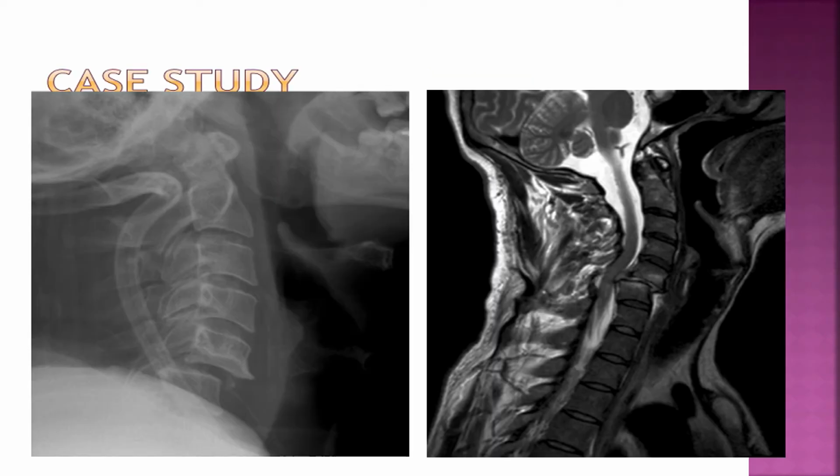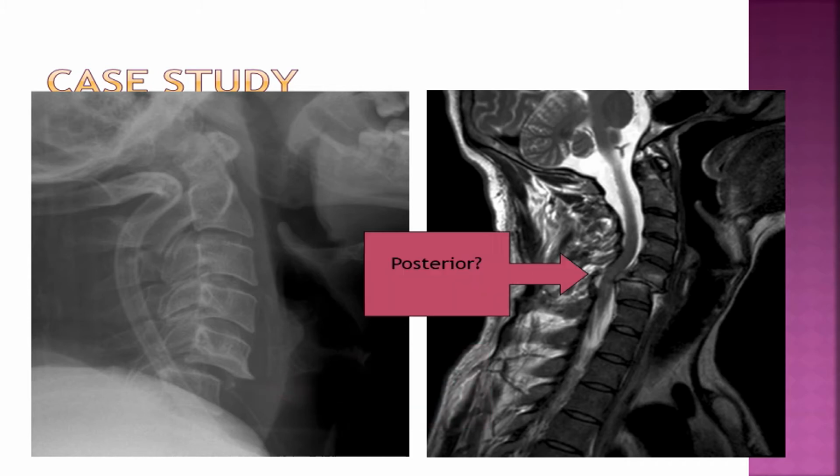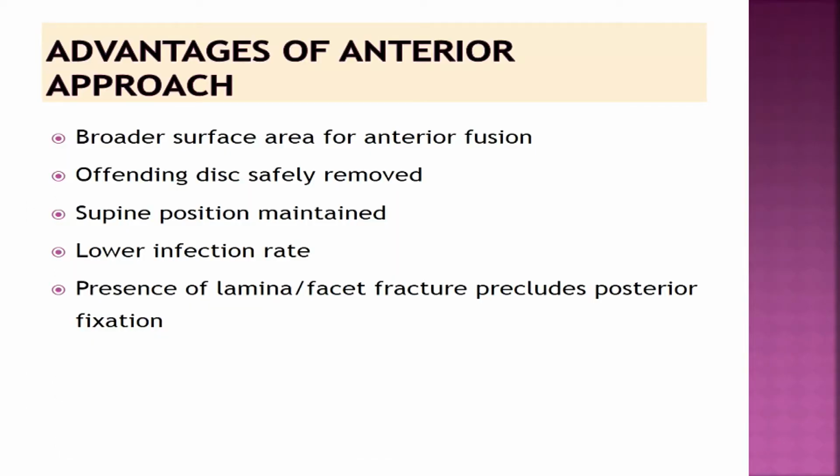If you see this patient, the question is whether to go anterior, posterior, or a combined procedure. Each has its own merits and disadvantages. The advantages of the anterior approach are a broader surface area for anterior fusion, the offending disc can be safely removed, the supine position is maintained, and a lower infection rate, and if there is a laminar facet fracture, it precludes the use of posterior fixation.